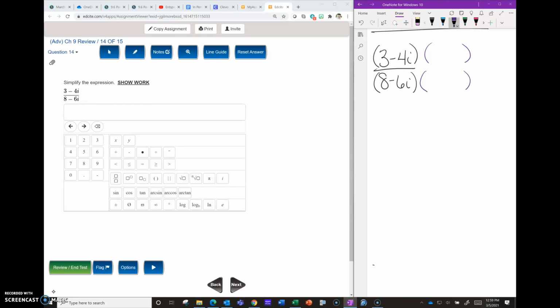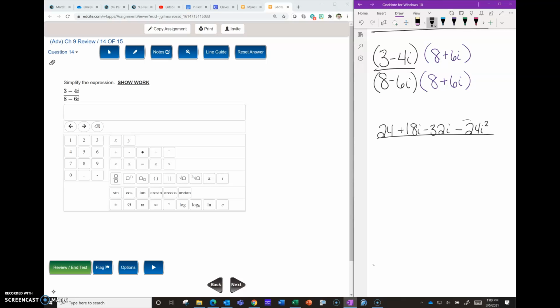So if it says 8 minus 6i, you multiply by 8 plus 6i. On the top, we're going to double distribute. 3 times 8 is 24. 3 times 6i is 18i. Negative 4i times 8 is negative 32i. Negative 4i times positive 6i is negative 24i squared.